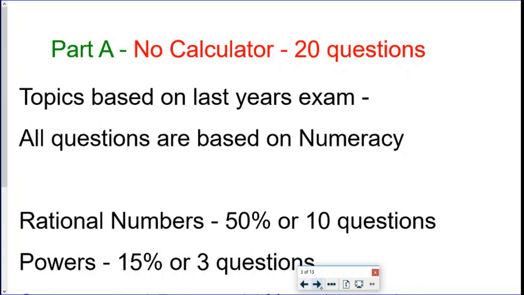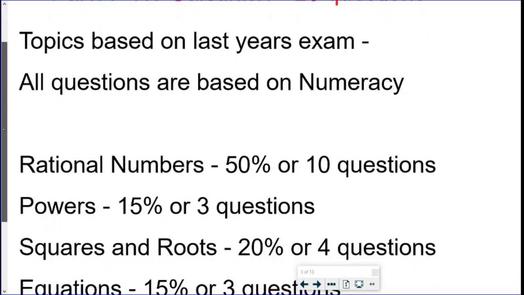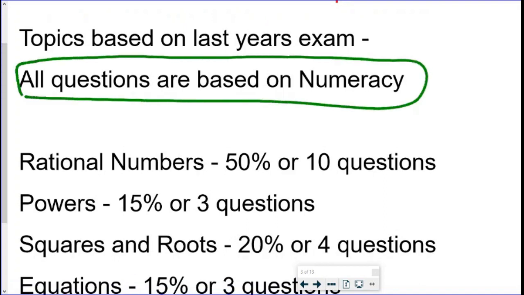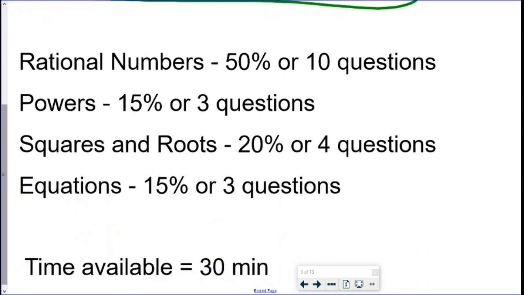So your part A is a no calculator 20 question test. This is a numerical response test, which we've been practicing all year, and you will get 30 minutes for this test. The topics will be as followed. But it is important to know that all questions are based on numeracy. Now what this means is there's no word problems. They set up the problem for you. You just have to be able to solve it. However, you will not have a calculator to do so. So they are very simplistic questions.